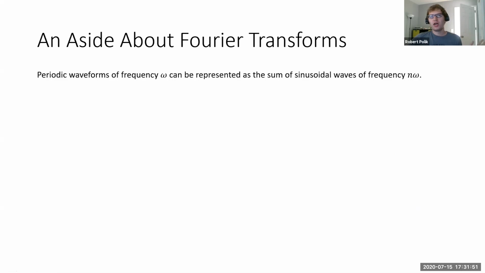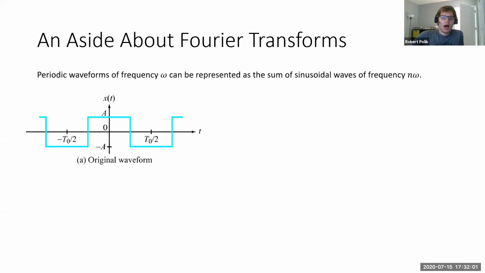So we've done the time domain, we've done the Laplace domain. Now we're going to do a Fourier transform, okay? And so this is Pat's worst nightmare. Any periodic waveform of frequency omega can be represented as the sum of sinusoidal waves of frequency n omega, where n is 0, 1, 2, 3, and so on up to infinity. The characteristic time of this waveform is t0, so from here to here is t0 seconds, and the frequency is 1 over t0 hertz.